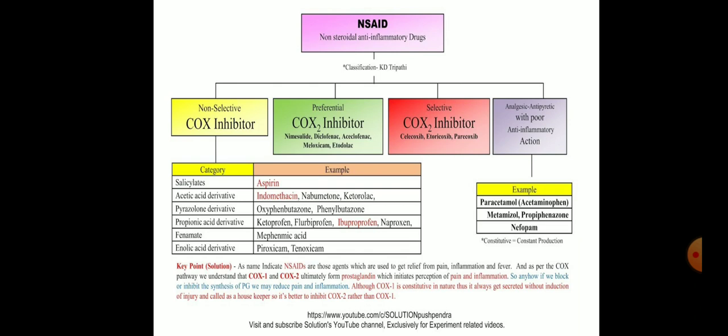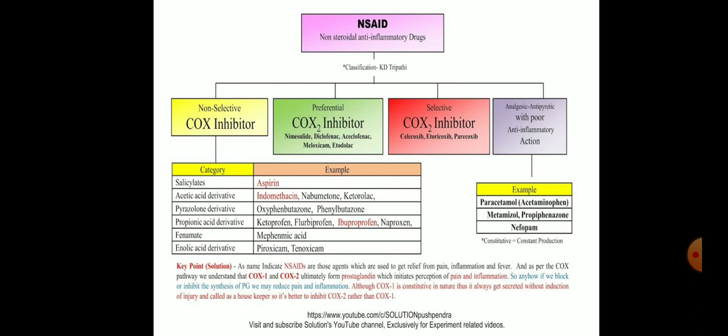Here, for classification's sake, we can know these as non-selective COX inhibitors and selective COX inhibitors. In between there is one more small minor group called preferential COX-2 inhibitors. Among the non-selective COX inhibitors, important drugs in this group are aspirin, indomethacin, ibuprofen, mefenamic acid. These are all important non-selective COX inhibitors.